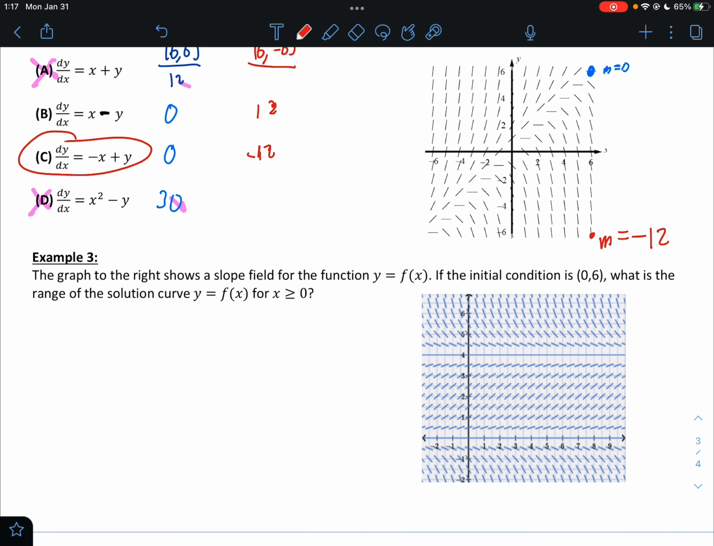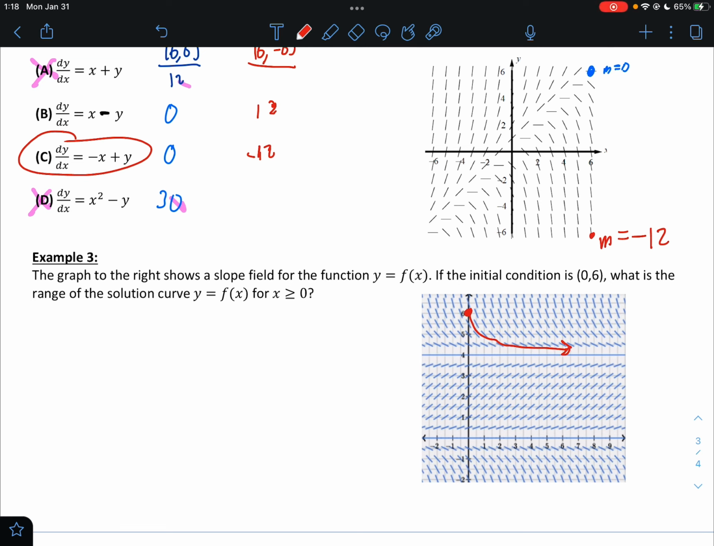Example 3, the graph to the right shows the slope field for the function y equals f of x. The initial condition is 0, 6. What is the range of the solution curve? Okay. Plot the point 0, 6, and draw in what the solution would look like through that curve. It says for x greater than 0, so don't draw to the left over here. We're just going to the right. So it should probably look something like this.